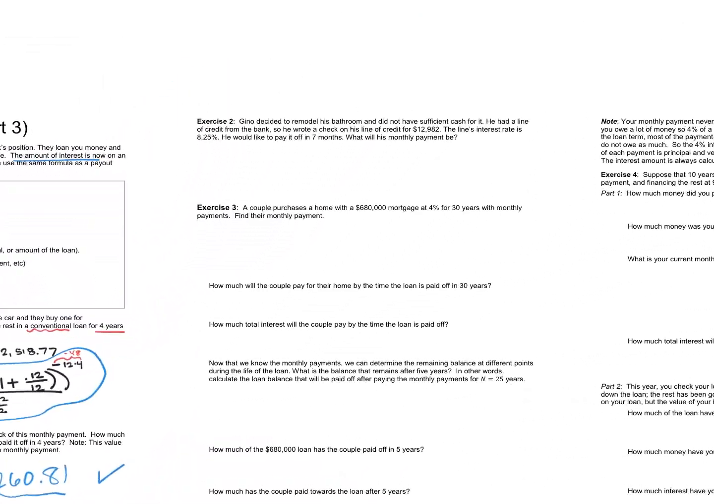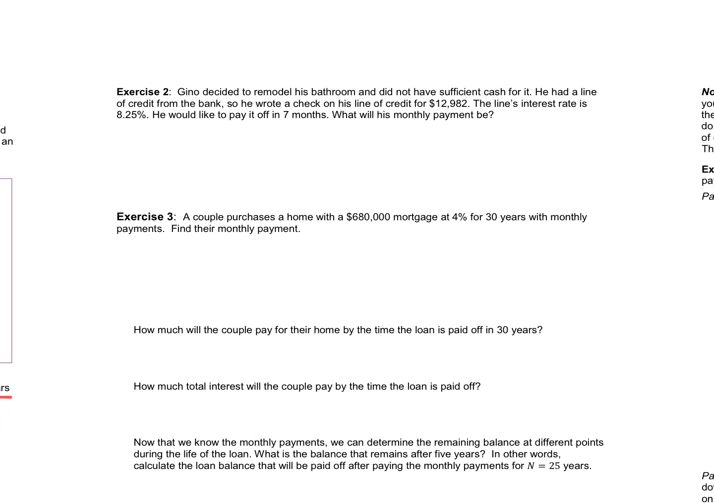So now, again, we're looking from a little bit different perspective on everything. We are not earning interest, we're paying interest for the privilege of being able to borrow money as needed. Going on to exercise 2 here, we have Gino deciding to remodel his bathroom. He doesn't have enough cash, it says, so he writes a check on his line of credit with his bank for $12,982. We have an interest rate here, and he wants to pay it off in 7 months. So we want to figure out what his monthly payment will be.